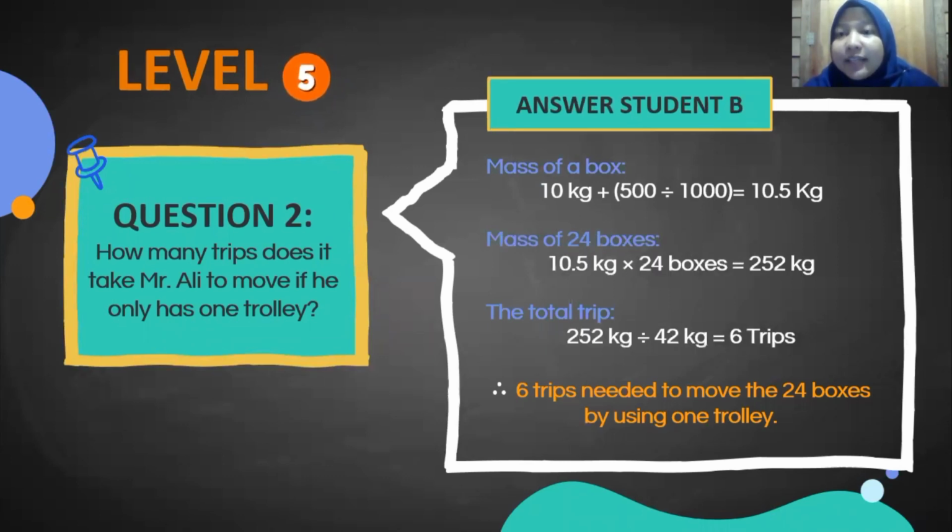Here we could see the method of answering of student B, who found the mass of all boxes and then found the total number of trips. And he got the same answer too, which is 6 trips needed to move the 24 boxes using one trolley.